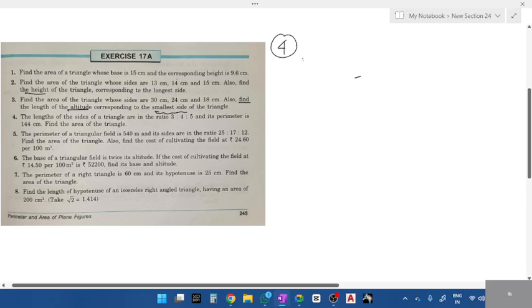Third one is done. Fourth question. Look at the fourth one, students. Here, what is given? Again, what kind of triangle is this? Fourth one. Simple question.